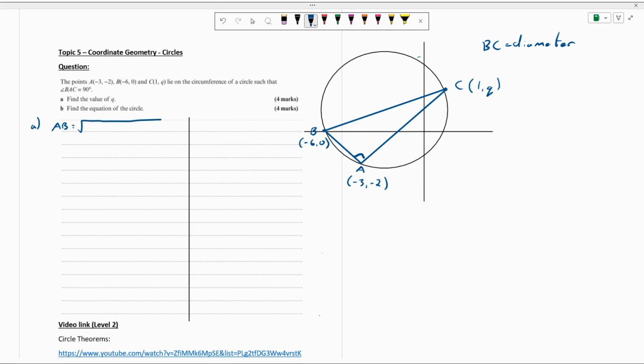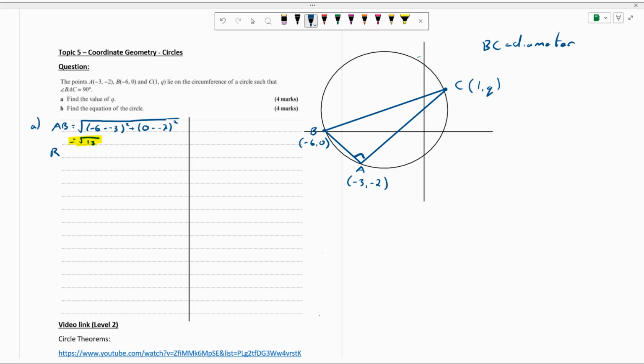Now we know how to do lengths of lines using our formula. So I've got root of (-6 minus -3) squared plus (0 minus -2) squared. Okay, I plug that in, I get root 13. And I'm going to complete that for every line now. The next two are going to include some algebra, so I've just got to be a little bit careful here. Let me move that up so I make sure I've got enough space. So it's going to be root 13. Okay, that's one length, so let me highlight that.